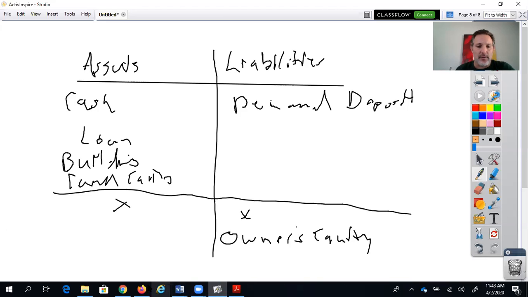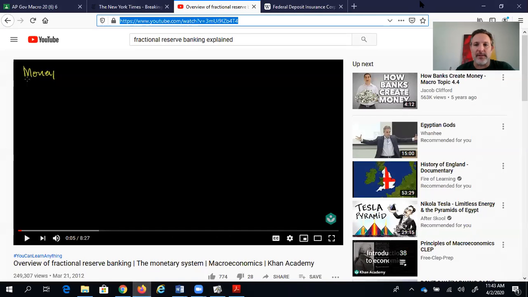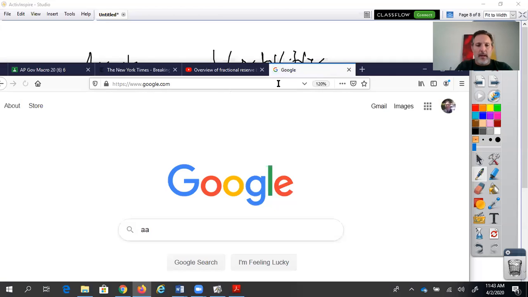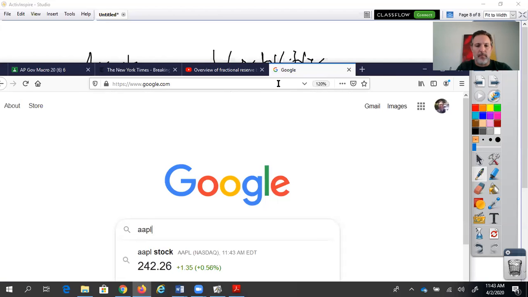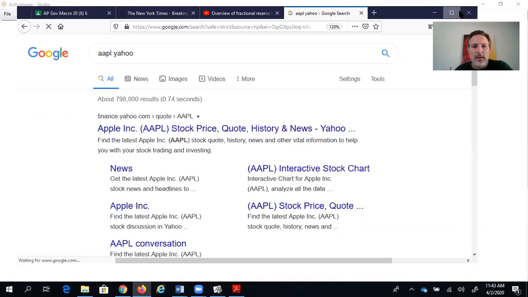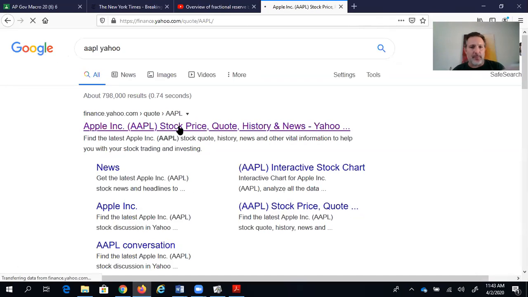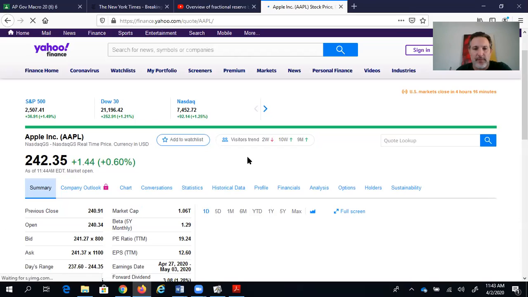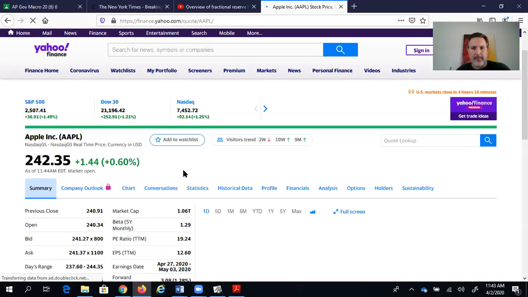So if you want, you could look up any one of these companies. I don't know, just pull up any random company. Google, let's see, AAPL. All of these things are public. So if you, for example, pull up Apple here, I assume if you're a young person in a macro class, you've heard of the company Apple.